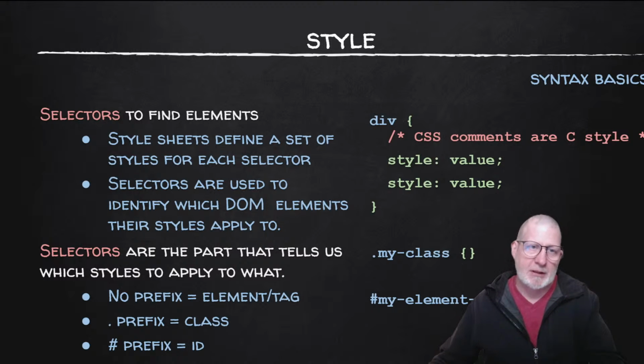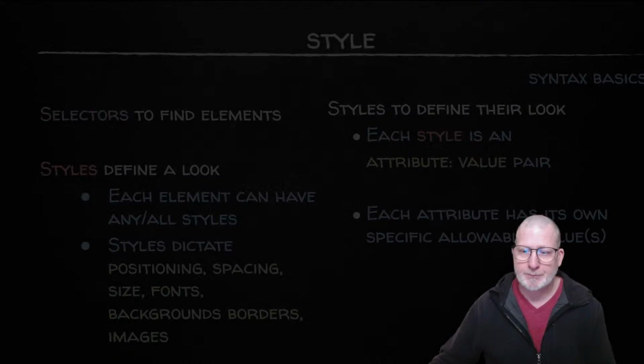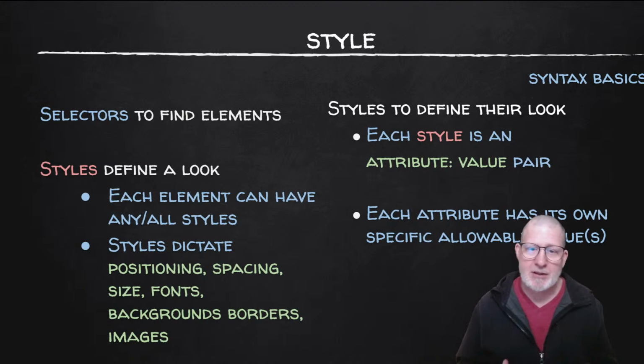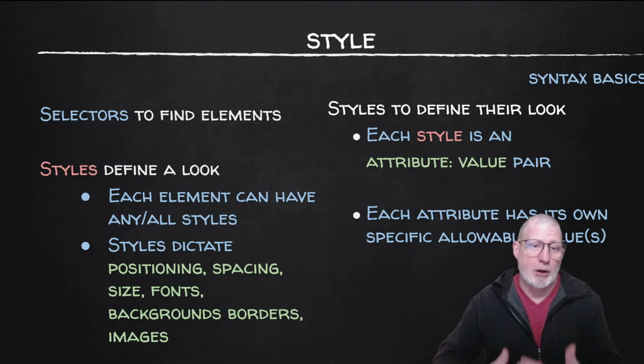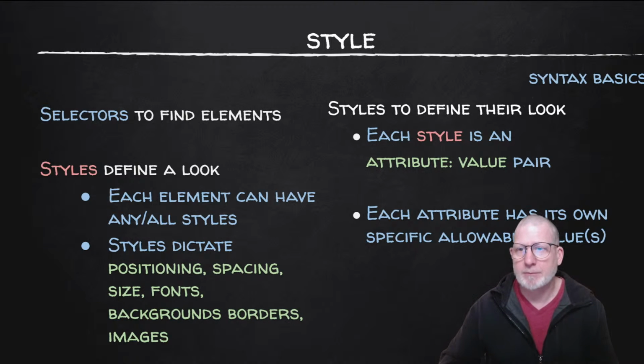Each selector defines a collection of styles, and those collections of styles get applied to your HTML as the page loads. Every style is one of those attribute value pairs, and we're going to put them inside the curly braces to define that group of styles that go to a selector. Now, what's going to happen is we're going to load them from a separate location.